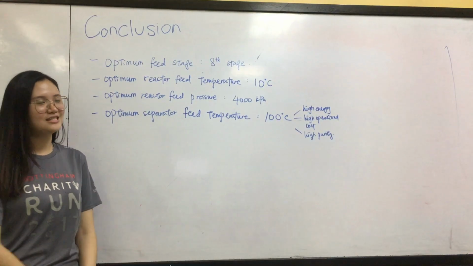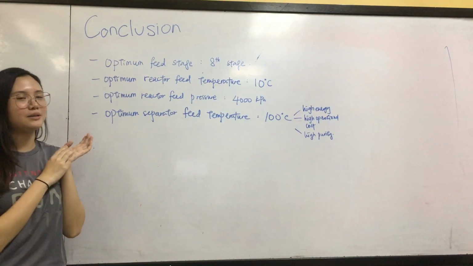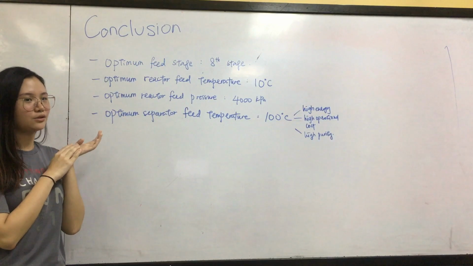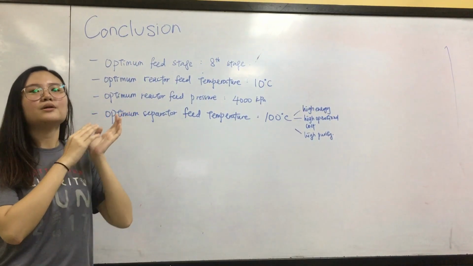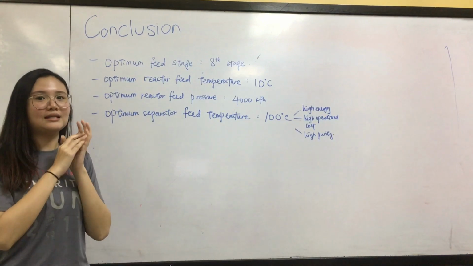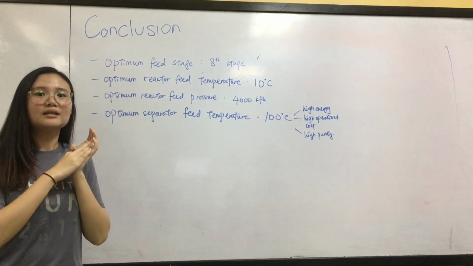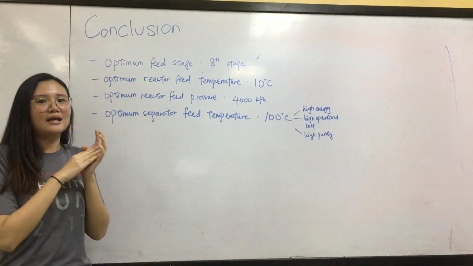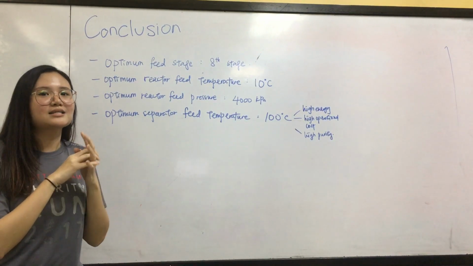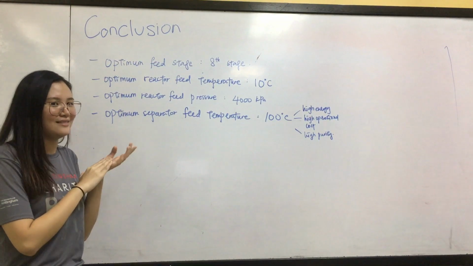In the conclusion, these are the optimum conditions for the parameters in the production of methanol. Firstly, the optimum feed stage is at the 8th stage, where the purity of methanol increases with higher feed stage and reaches constant from the 8th stage onwards, as the highest composition of methanol is achieved at this stage.